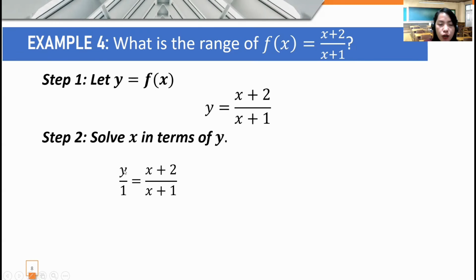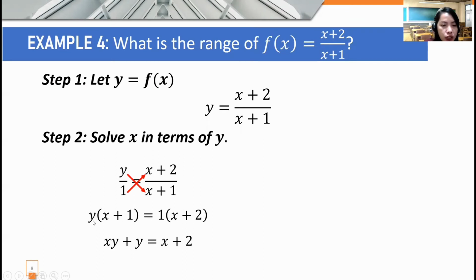Y can be in the form of y over 1, that is equal to x plus 2 all over x plus 1. Since there is a single term on the left side and on the right side of the equation, we can use cross multiplication. Y will be multiplied to the quantity x plus 1 and 1 multiplied to the quantity x plus 2. Using the distributive property, you can now multiply y times x is xy, y times 1 is y equals 1 times x is x, 1 times 2 is 2.